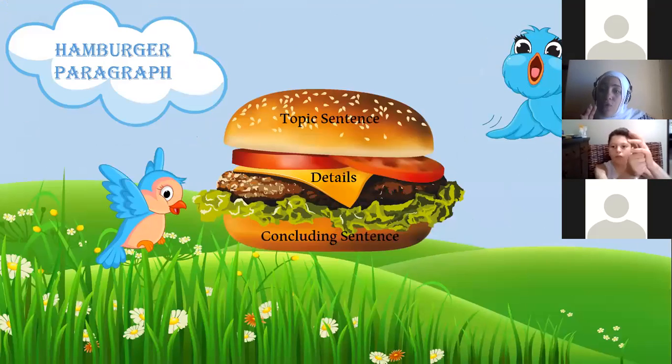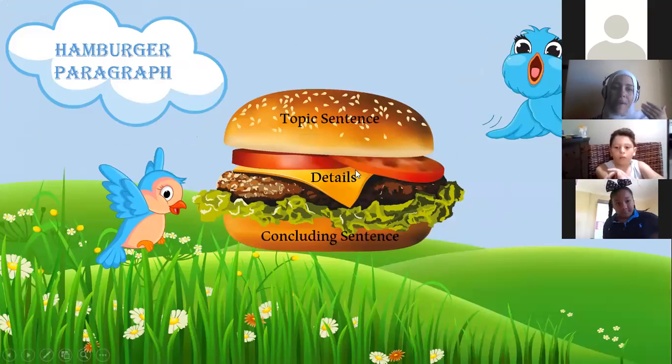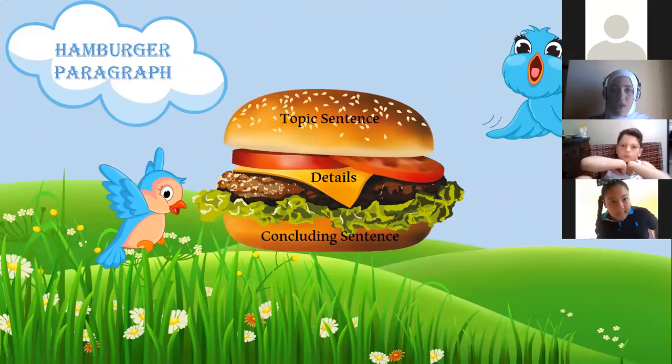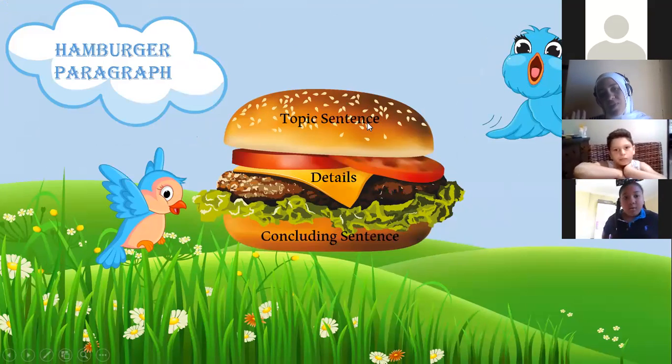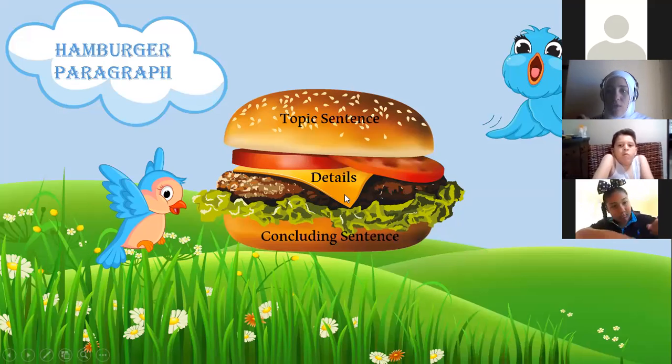If you have watched the lecture video, you will notice I compared the paragraph to the hamburger sandwich. Why did we compare it to the hamburger sandwich? Because the hamburger sandwich is made of parts also. The top one is the topic sentence in the paragraph. It's at the top. The topic sentence is always at the top. The details are in the middle. Here we compare the details to the tomato, cheese, meat, and lettuce. The details are the information that I give about the topic. And then I have the concluding sentence.